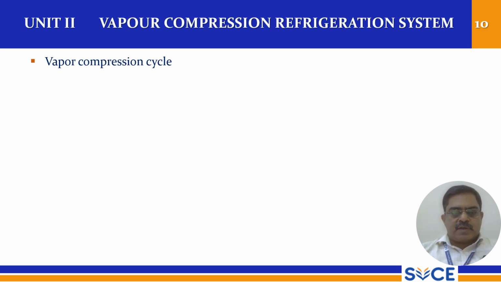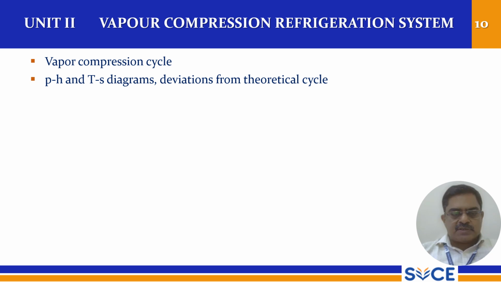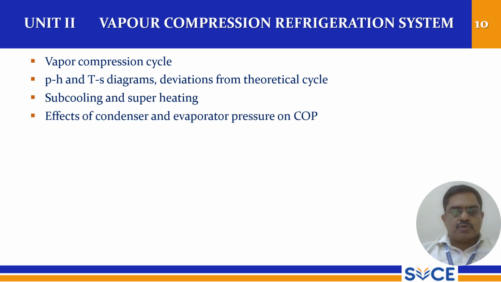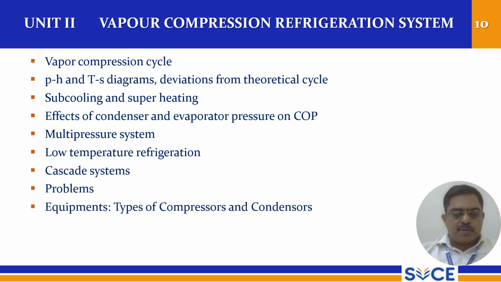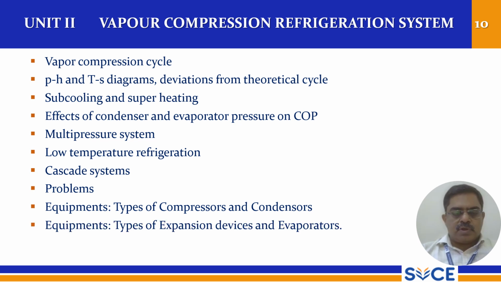So as I mentioned earlier, vapor compression cycle, PH and TS diagrams, deviations from theoretical cycle, subcooling and superheating, effects of condenser and evaporator pressure on COP, multi-pressure system, low temperature refrigeration system, cascade systems, problems. We have compressors and condensers, and we have expansion or throttling devices, evaporators.